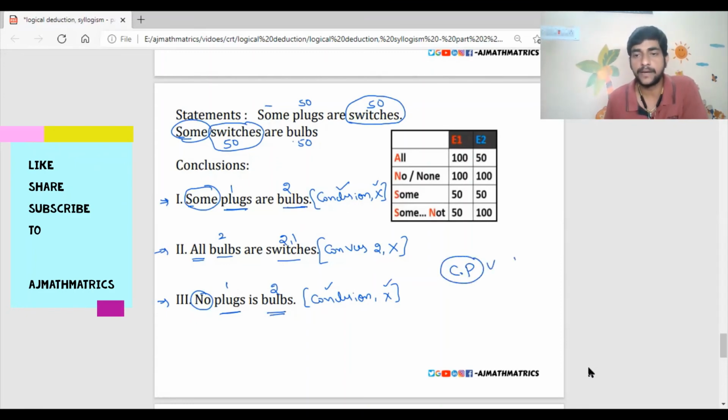Which one belongs to the complementary pair? 1 and 3 belong to a complementary pair. So the answer for the question is either 1 or 3 follows. Okay, this is the answer for the question. Let's solve the next question.